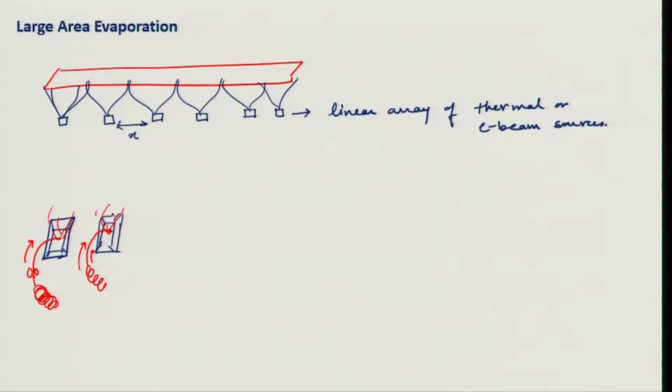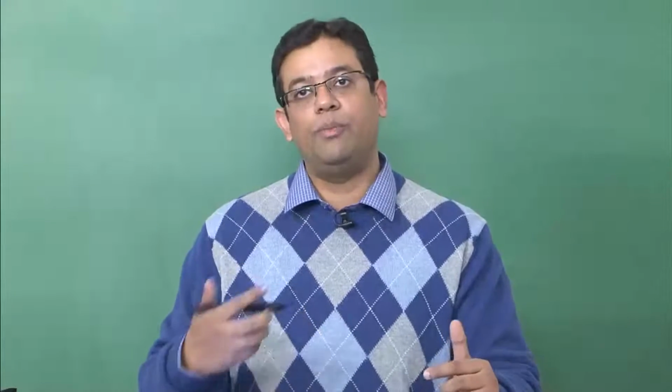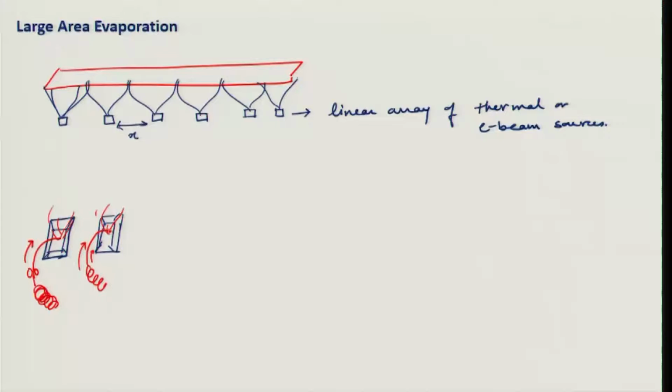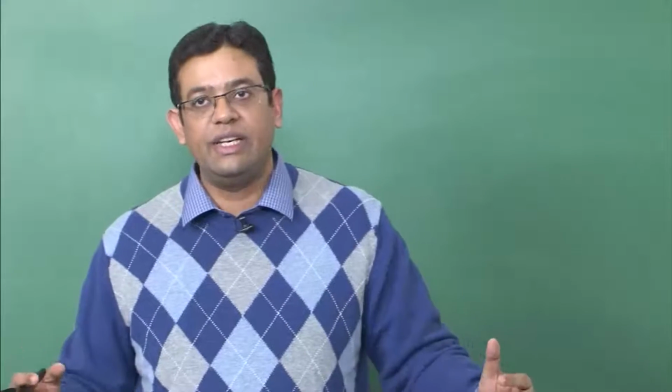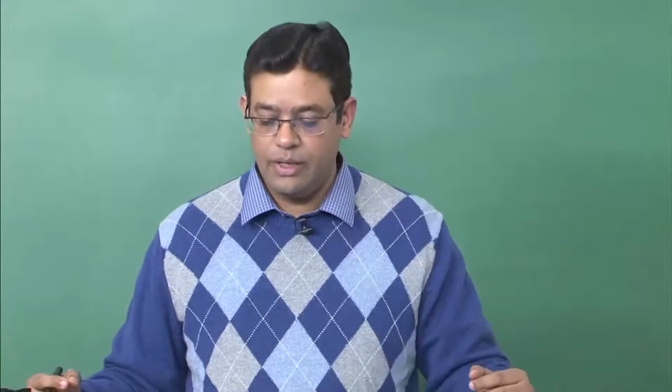Now, you can have very small size of these boats. You do not need to melt this entire spool of the material, you are only melting a very small amount, and you are feeding this as per your deposition rate. So, these kind of wire fed boat systems are normally used for very large area deposition in thermal evaporation.